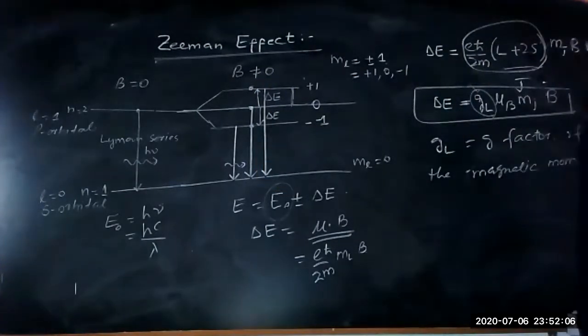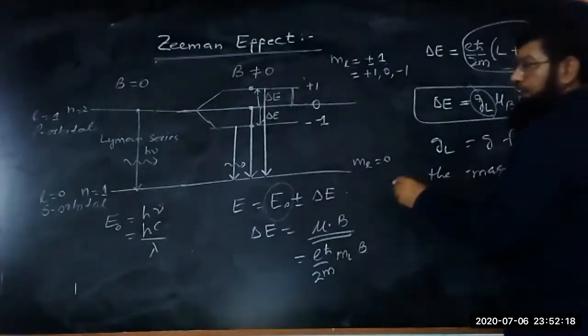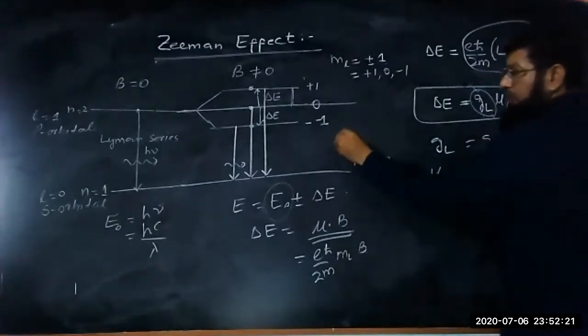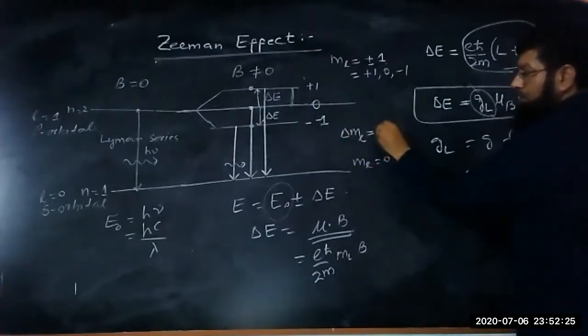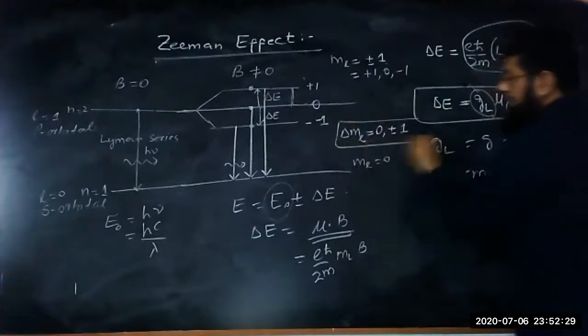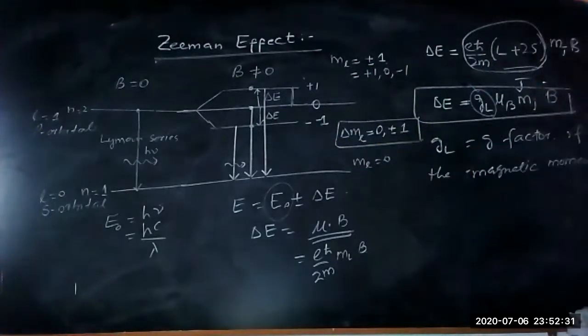Now we have read what the selection rules are for this dipole transition in the presence of the magnetic field. In the presence of the magnetic field, the selection rules are delta ml is equal to 0 or plus minus 1. This is the selection rule for the transition from higher level to the lower level.